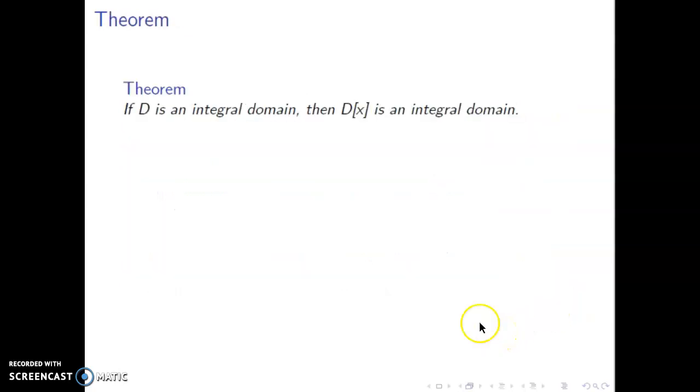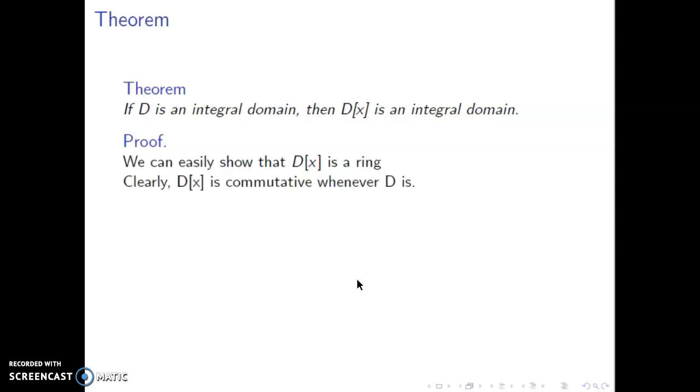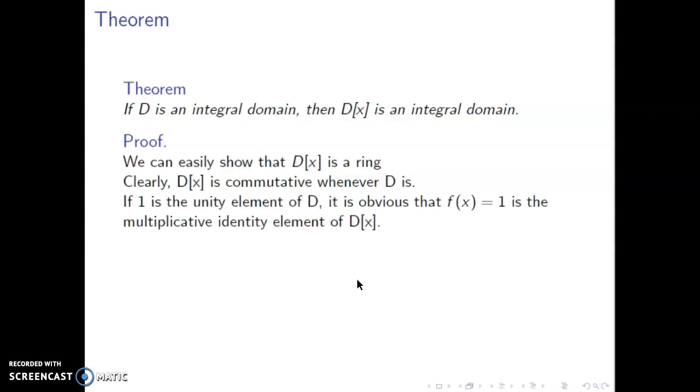The next theorem says that if D is an integral domain, then D[x] is an integral domain. Let's go through the proof. It's easy to verify that D[x] is a ring. We can easily verify all the properties of the ring for D[x]. They come directly from the properties of D. And again, D[x] is commutative whenever D is commutative. Now if I take 1 to be the unity element of D, that is the multiplicative identity, we can see that f(x) equal to 1 is a multiplicative identity of D[x] also.